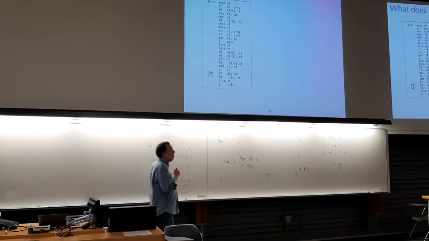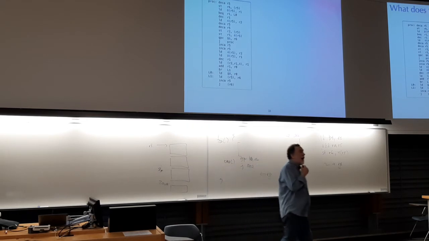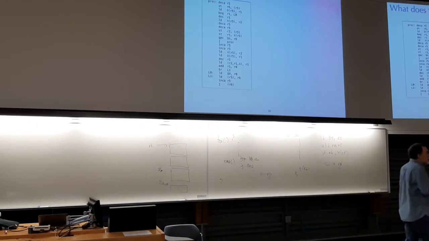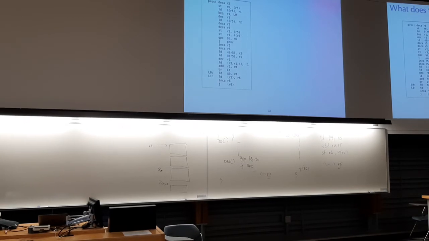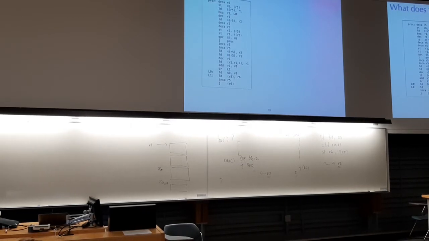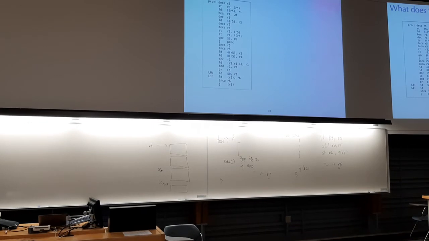So, as bad as the midterm was, the final will be worse. And this is why. So, what does this code do?